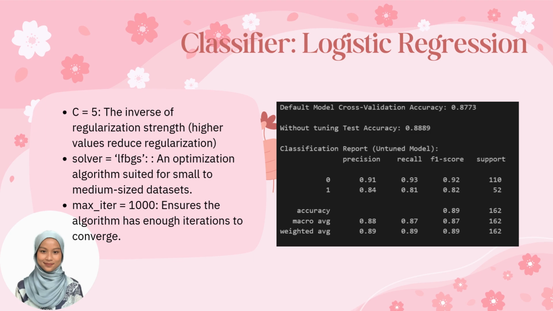For the first base model, which uses logistic regression, I'm focusing on two hyperparameters, which is value C and solver. Value C is the inverse of regularization strength, and solver is an optimizer. Max iteration is set to 1000 to ensure the algorithm has enough iteration to converge. At first, I've set the value randomly, which is C to 5 and solver to LBFGS. After testing and training the model, the cross-validation accuracy is 0.8773, the test accuracy is 0.8889, and from the classification report, we can see that the accuracy of the model is 0.89.